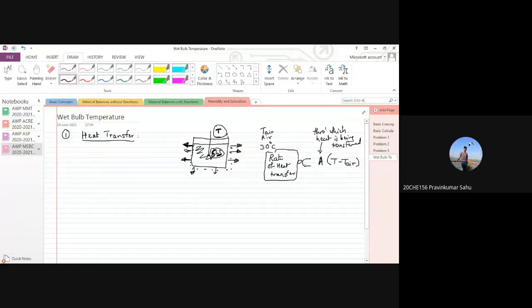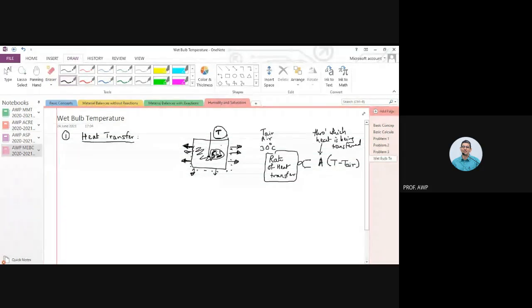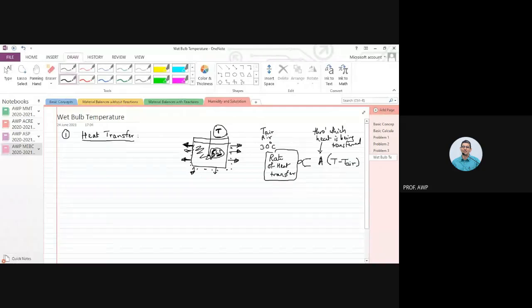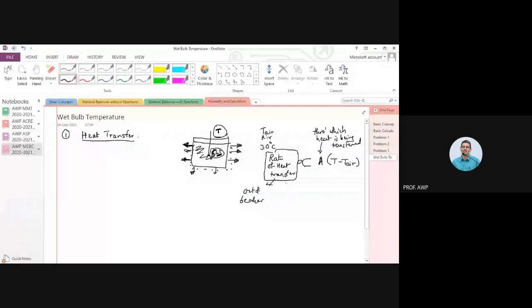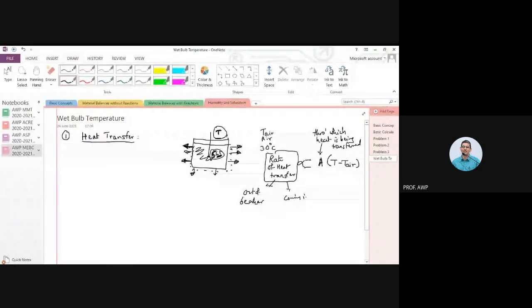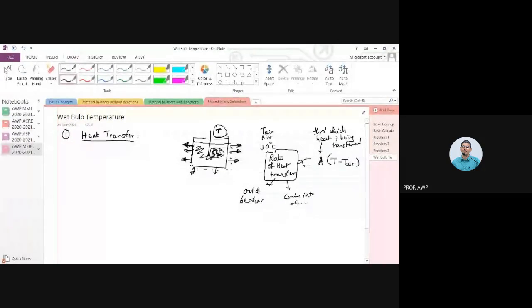Sir, there should be a minus sign also, as it is a decreasing curve. No, we have not yet. Wait, I'm just now saying it is only the rate of heat transfer. I have not yet talked about whether it is going out of this box or it is the same. Whether I talk about heat being transferred out of this box or heat coming into the air. So if I say rate of heat transfer, if it is out of the beaker, it has a negative sign. If it is coming into air, it has a positive sign. Do you agree with that?